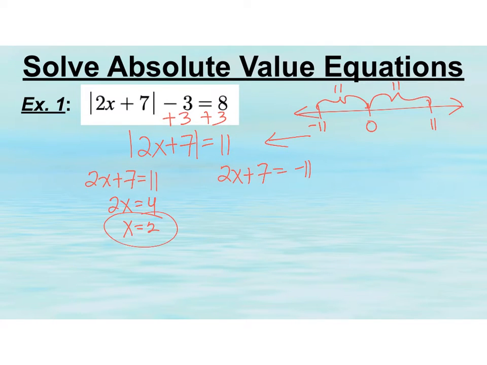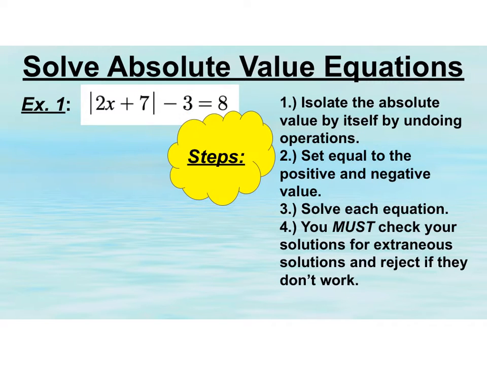So x equals 2 and x equals negative 9. You're usually going to have 2 answers for your absolute value equations.